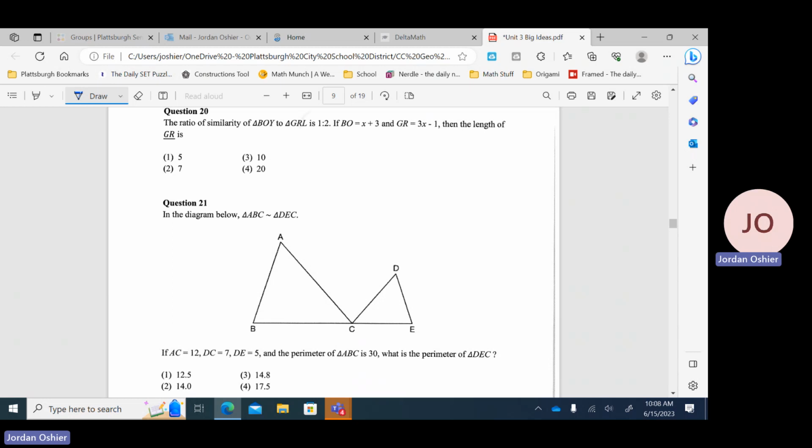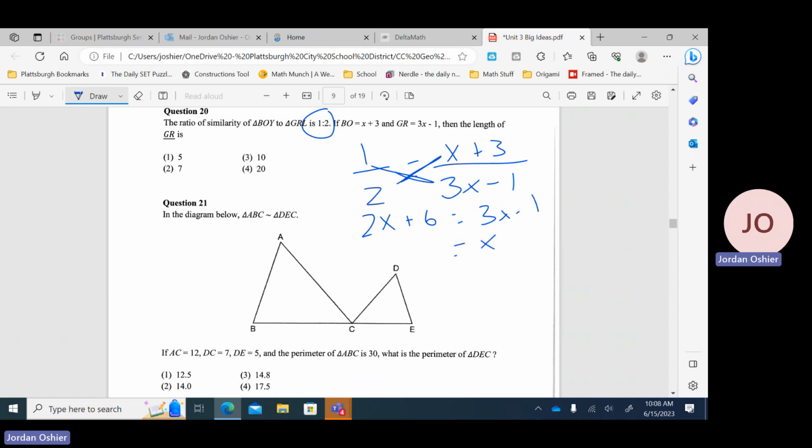What I would do for this one is I would just set up a proportion. So I would write that as 1 over 2 equals x plus 3 over 3x minus 1. Cross multiply, I get 2x plus 6 when I multiply that way, equals 3x minus 1. I then subtract 2x, I add 1, I get x equals 7. I don't circle that yet. The length of GR is here. So 3 times 7 is 21, minus 1 is 20, is the correct choice. Remember, do not circle when you get x equals 7 until you've reread the question.